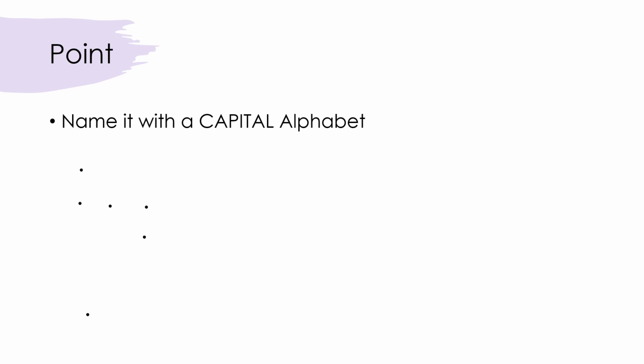We name them with a capital alphabet. We call them like A, B, C, D, E, F. You can use any capital alphabet from A to Z to name a point. Once we have named the point, it is very easy to refer to them.